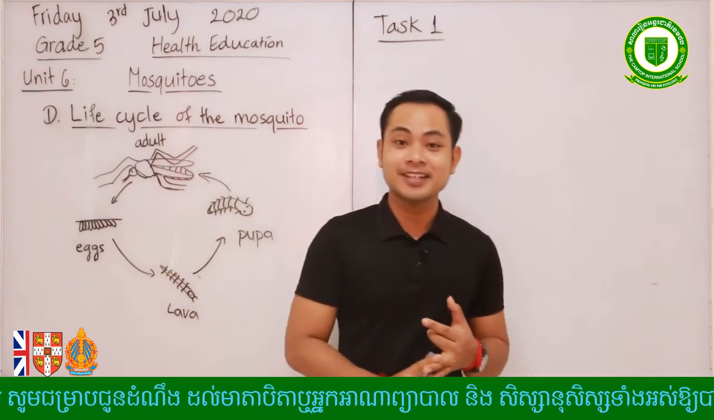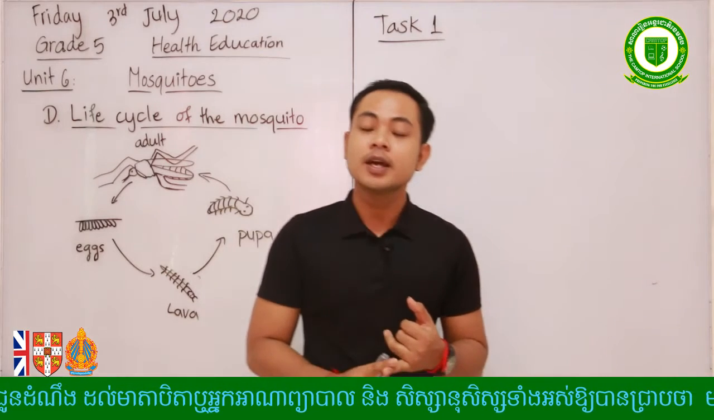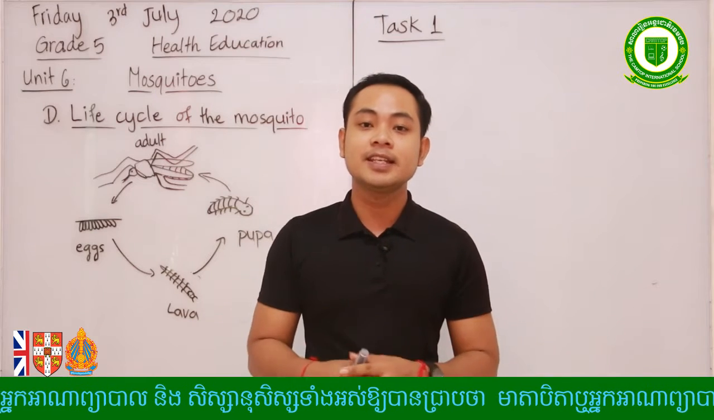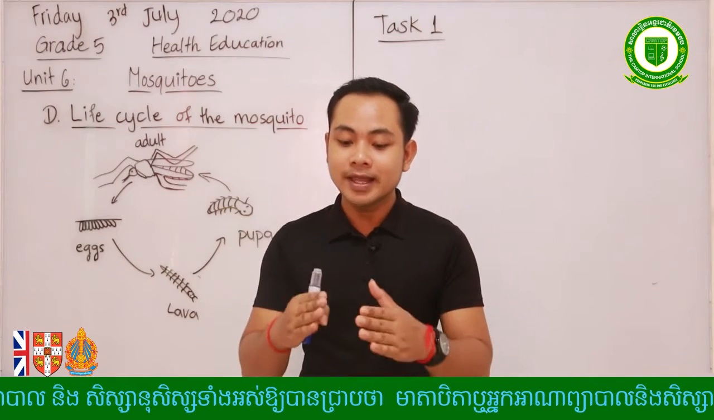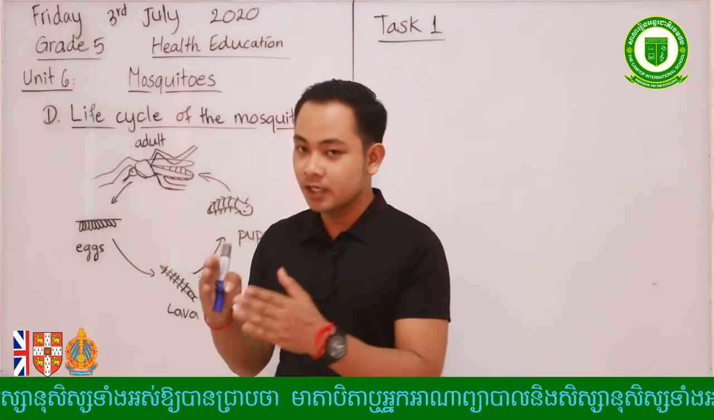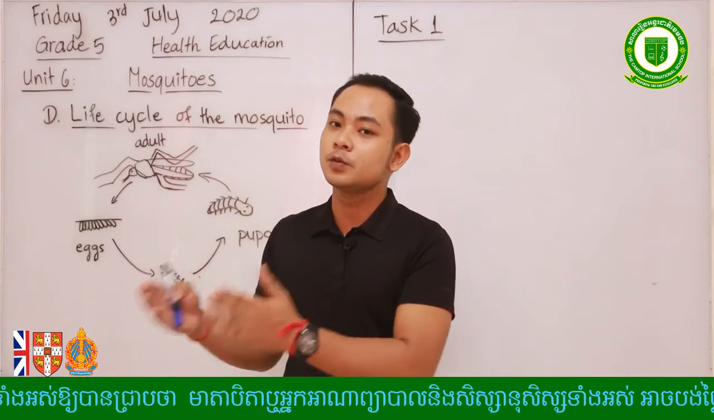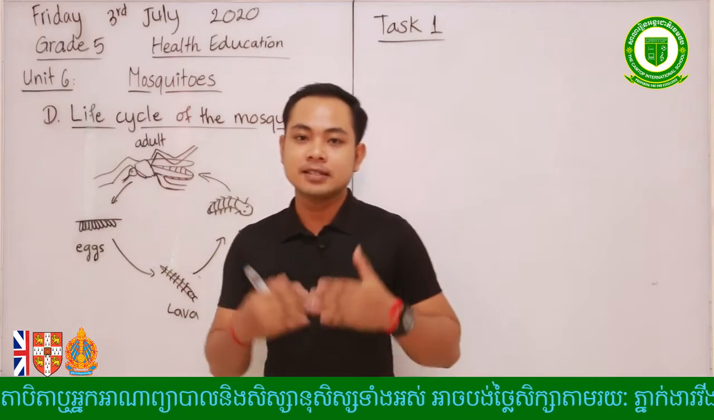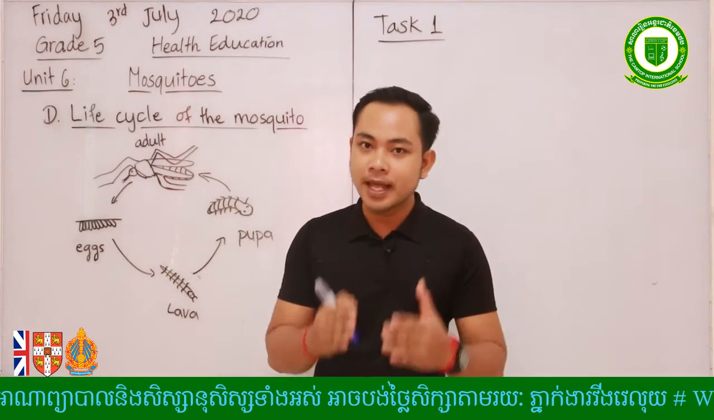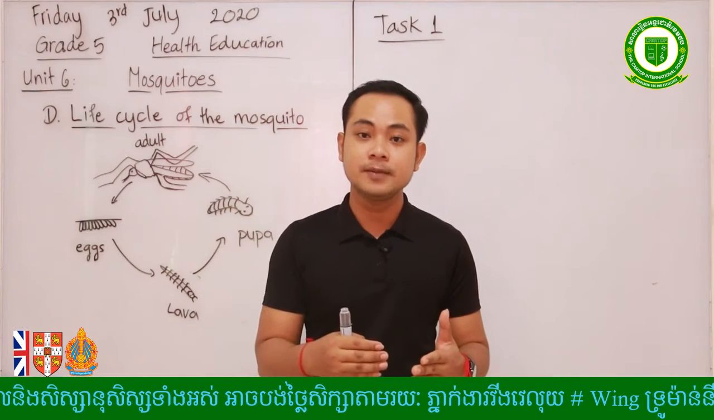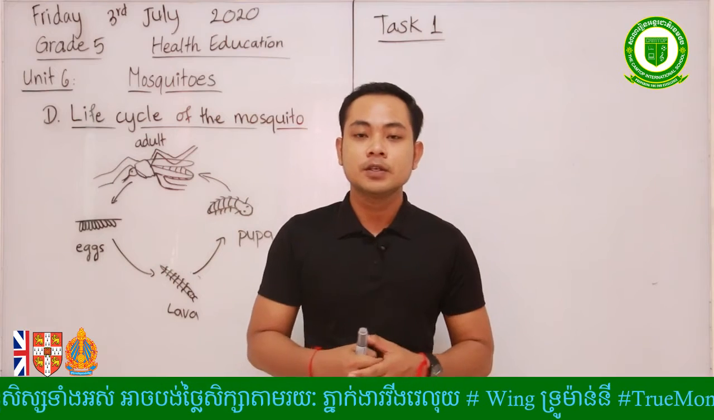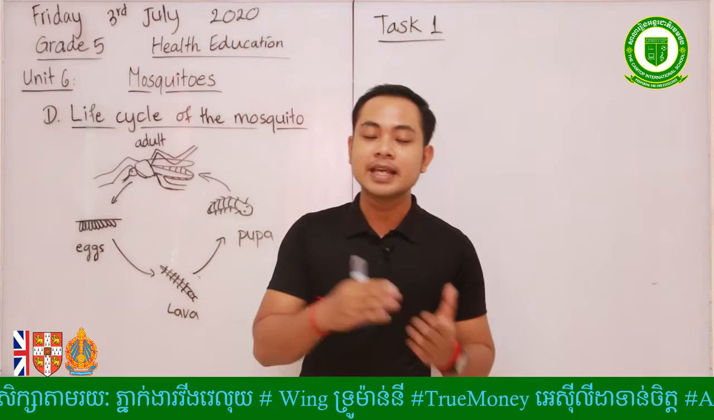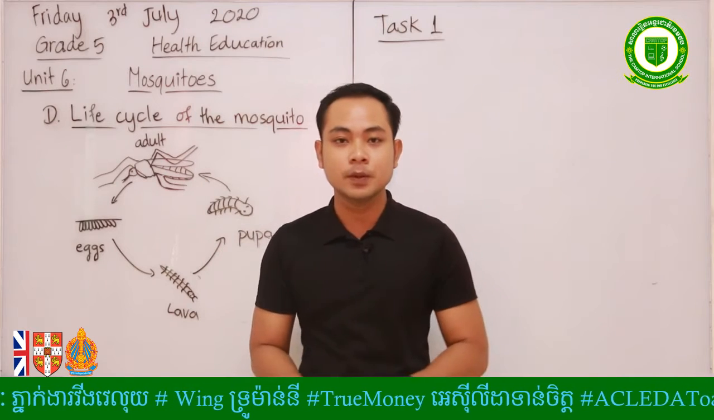Anopheles and Aedes, right? So Anopheles is the mosquito that has spots on its wings and it is active at night, and when this type of mosquito bites people, they can spread malaria to people. And the other type of mosquito, Aedes, actually has black and white stripes on its body, and it is active during the day, and when Aedes bites people, they can spread dengue fever to people.